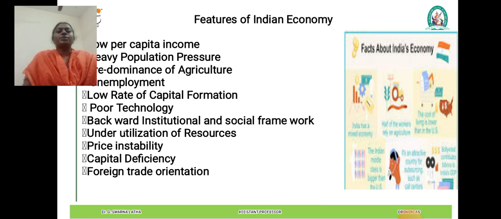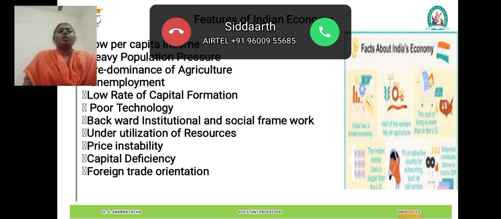Underutilization of resources. India is a rich land, but our people remain economically backward because of the lack of utilization of resources of the country. Next one is price instability. Price instability is also a basic feature of an Indian economy.